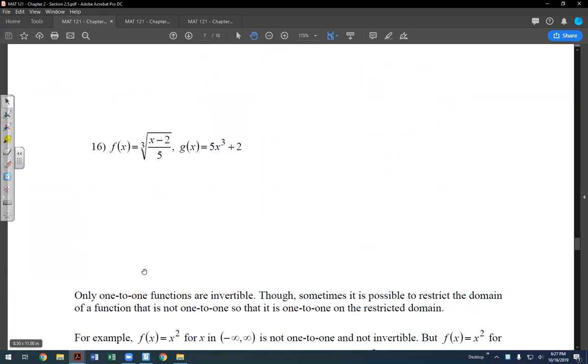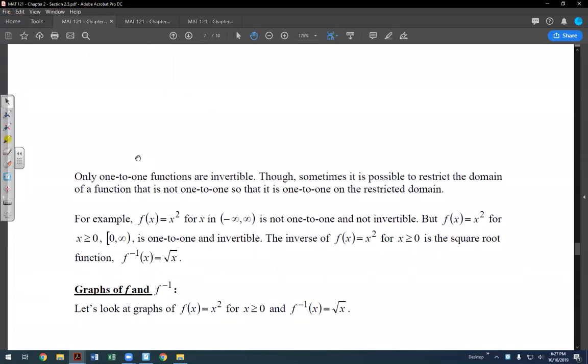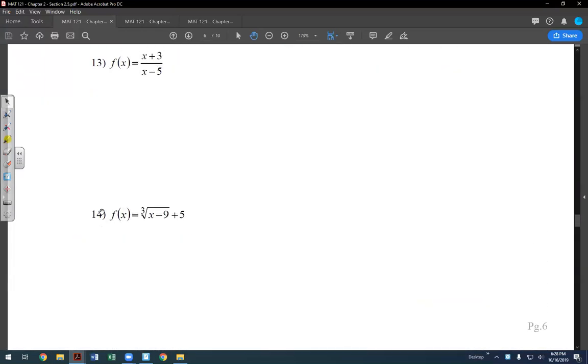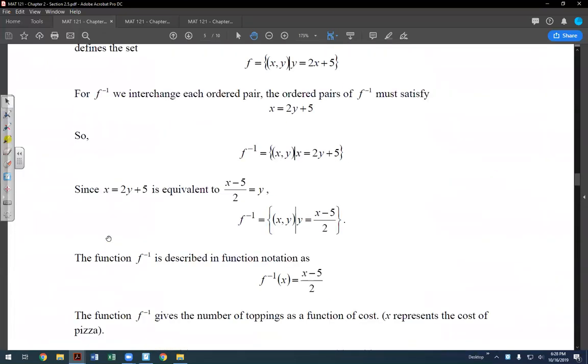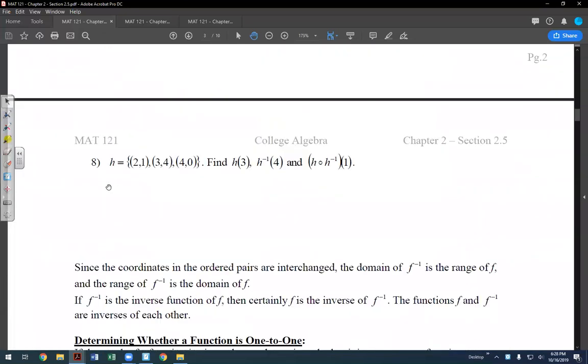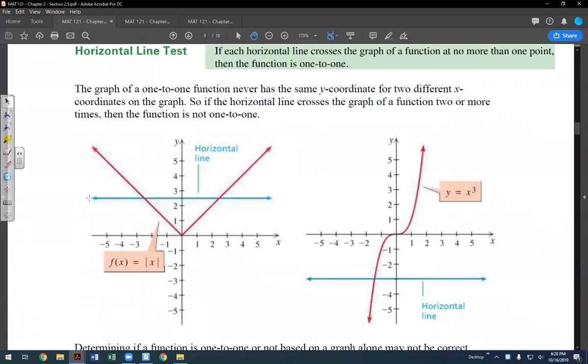So this bottom part is telling us that obviously a function has to be one-to-one. You have to have that one-to-one correspondence for them to have an inverse function, for them to be invertible. They're saying though sometimes it is possible to restrict the domain of a function that is not one-to-one so that it will be one-to-one if you restrict the domain. So we looked at the absolute value function last time when we were doing the horizontal line test. And of course, we know an absolute value function fails when you do the horizontal line test.